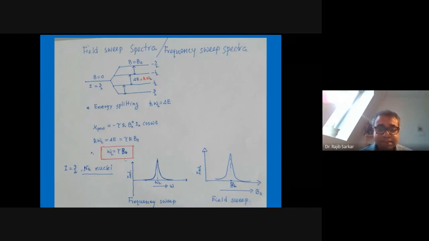In the frequency sweep, you apply a fixed static magnetic field, and then you vary your frequency and get a resonance. On the other hand, when you are doing the field sweep experiment, you set a certain specific frequency, and then you change your field, and you get a resonance at a certain field. So these are the ways you can do your experiments.